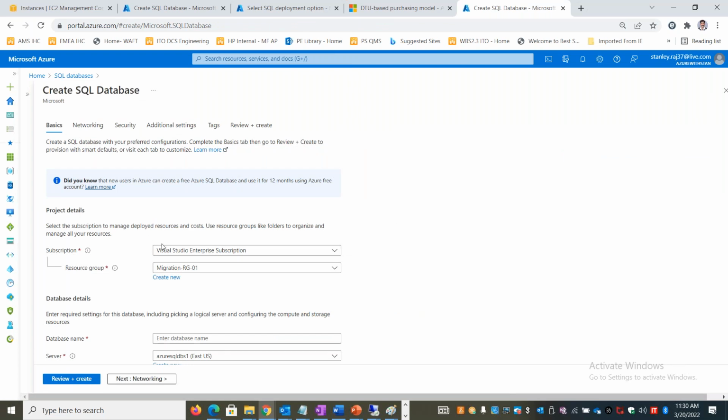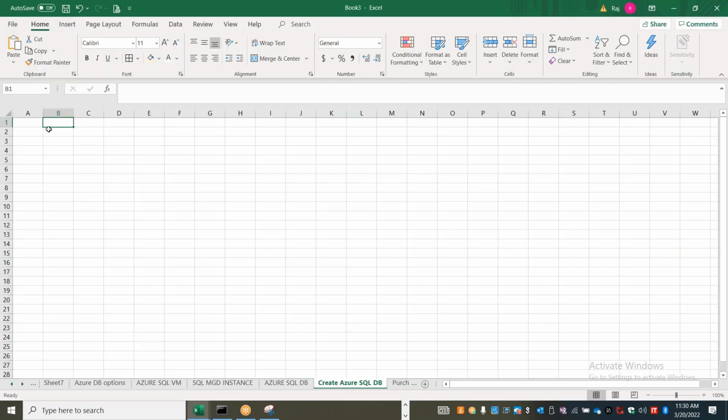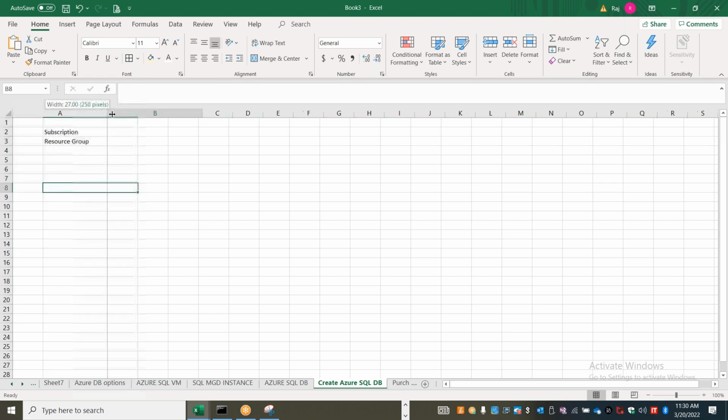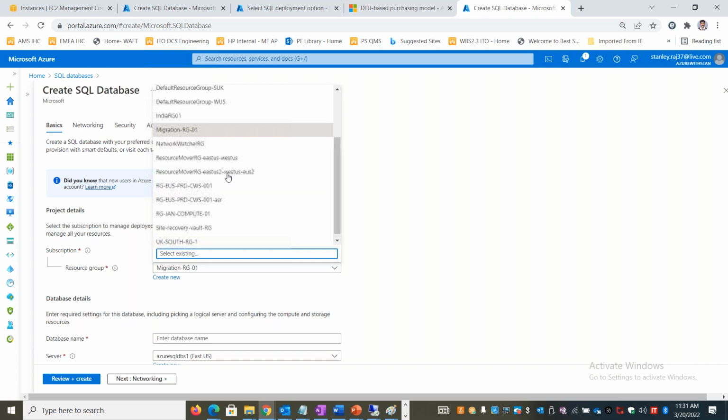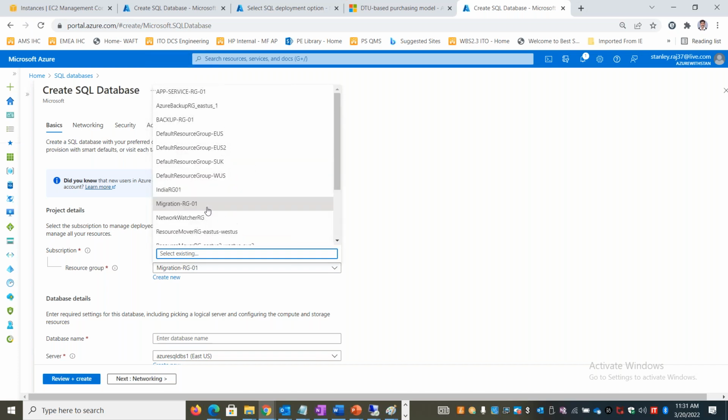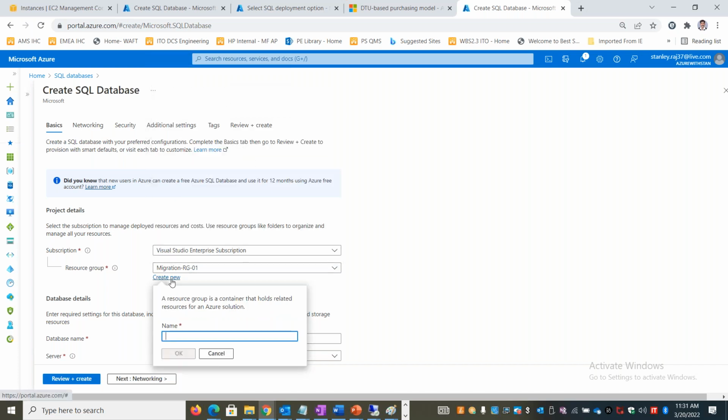To create it, you have to choose the subscription as usual, and you need to have a resource group. These are the bare minimal things needed for any resource in Azure. You need to have an active subscription. I'll select a specific subscription, and since I don't have a resource group for the database, I'll just create one.